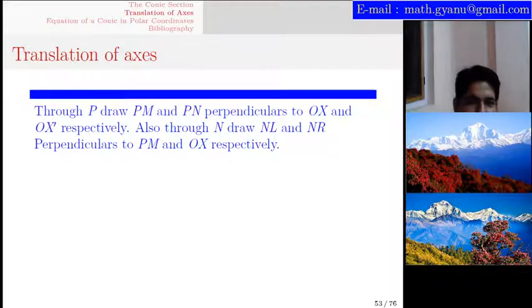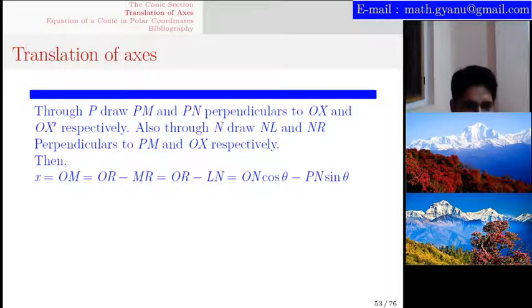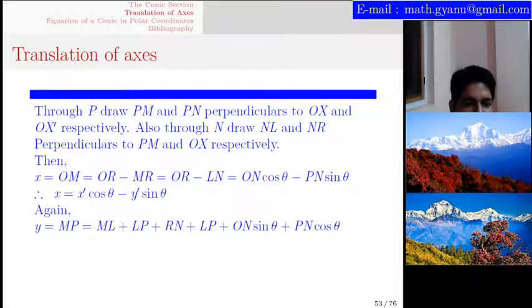And also through N, draw NL and NR perpendicular to PM and OX respectively. Then the coordinate x is OM equal to OR minus MR, equal to OR minus LN, equal to ON cos theta minus PN sin theta, using the triangle. Then the value of x will be x prime cos theta minus y prime sin theta. And again y equal to MP, that is ML plus LP, equal to RN plus LP, equal to ON sin theta plus PN cos theta. So y will be x prime sin theta plus y prime cos theta.